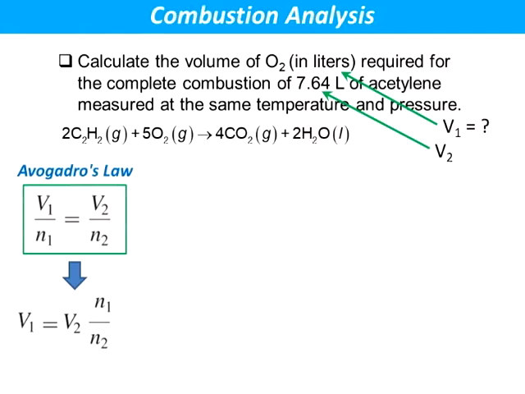We note that temperature and pressure are constant, therefore this reaction is responding to Avogadro's law, which states that V1 over N1 equals V2 over N2. We would then simply rearrange this equation to solve for V1. So V1 would equal V2 times N1 over N2.